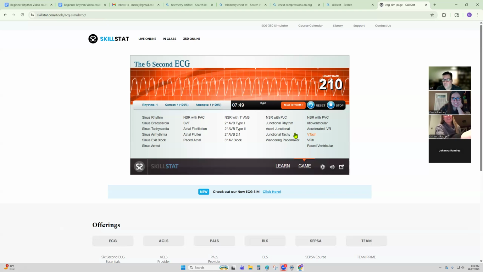So fast, wide rhythm, right? It's a very wide QRS complex. It's very fast. You can see.